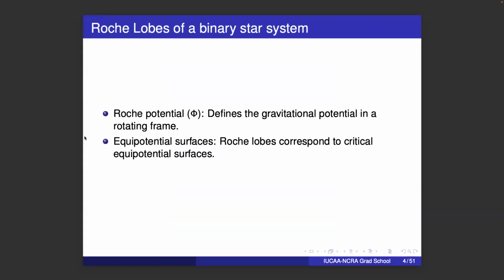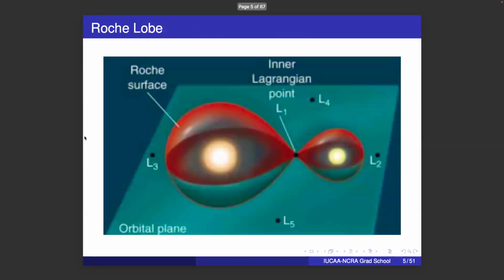Now when you have binary star systems like this Sirius system, you form what are called Roche lobes. They are defined by something known as a Roche potential, which is basically the gravitational potential in a rotating frame. The Roche surfaces are equipotential surfaces, critical surfaces where the potential is equal.